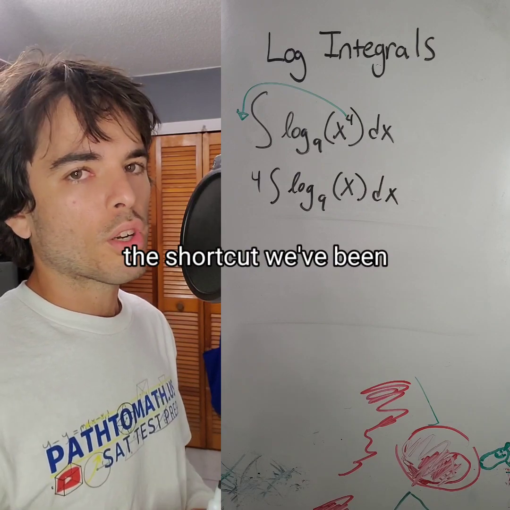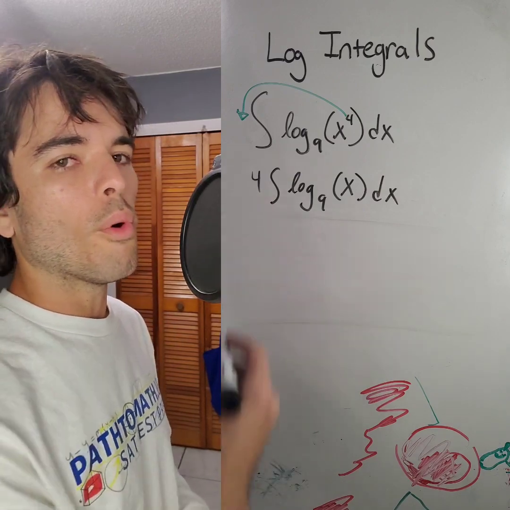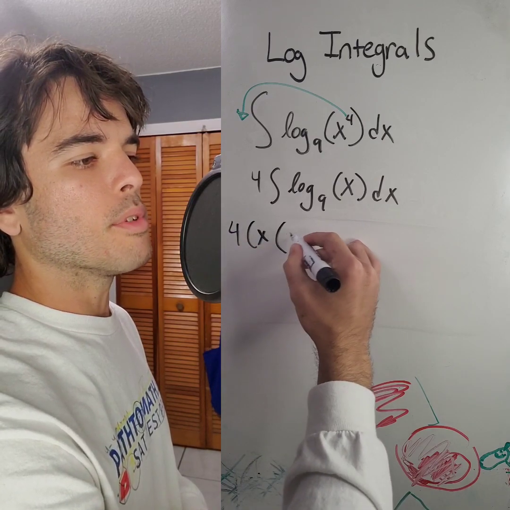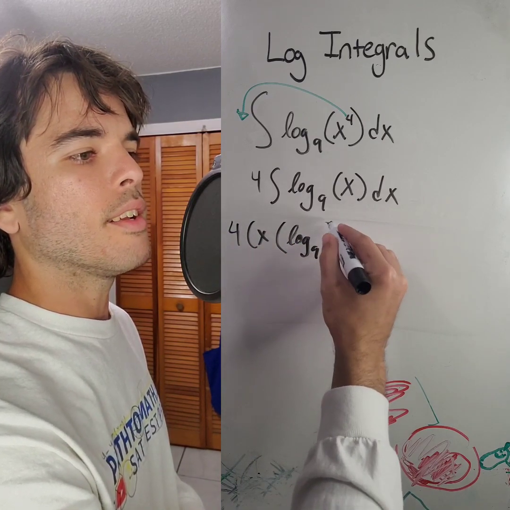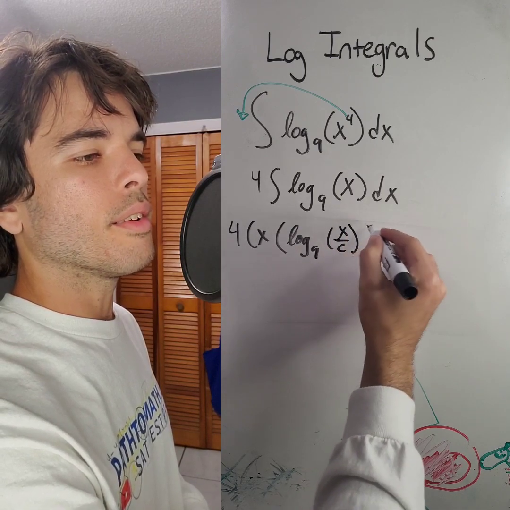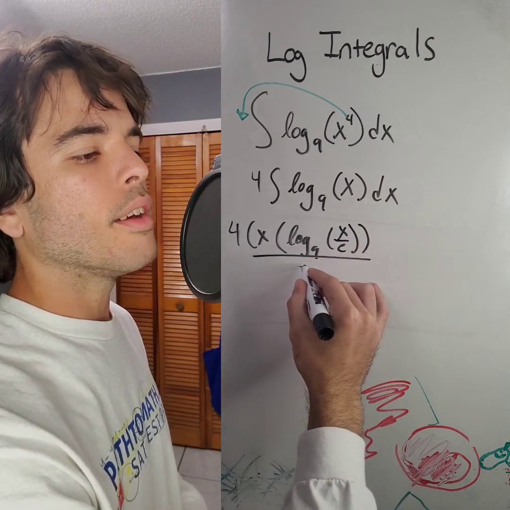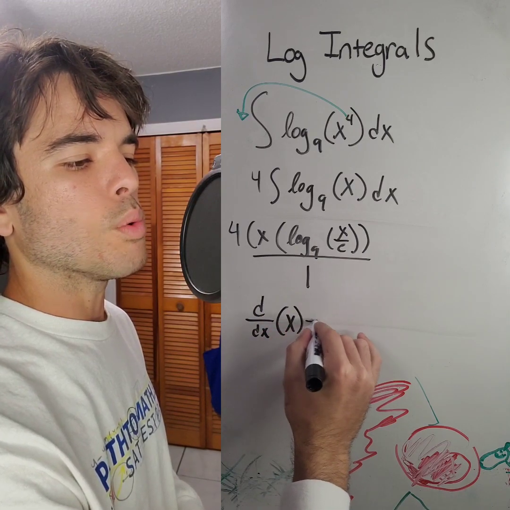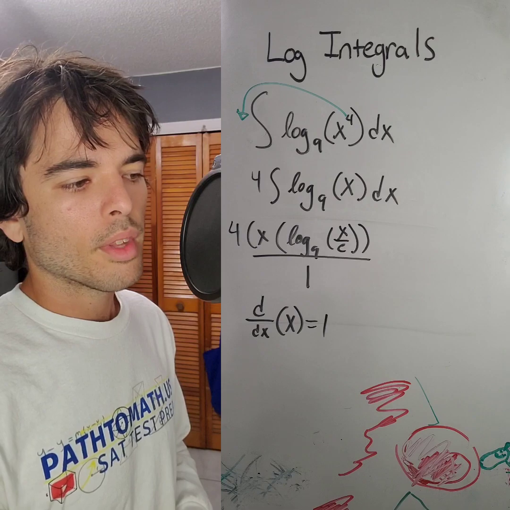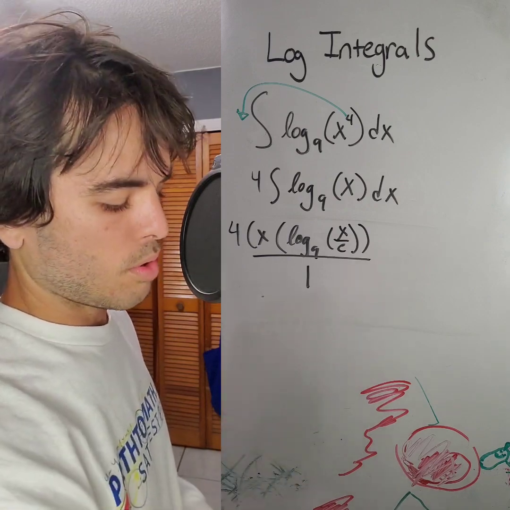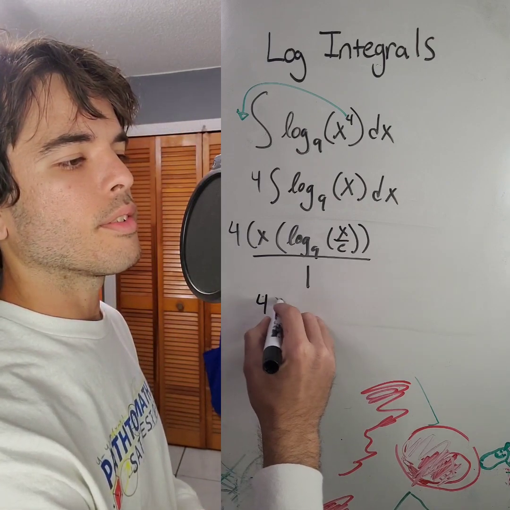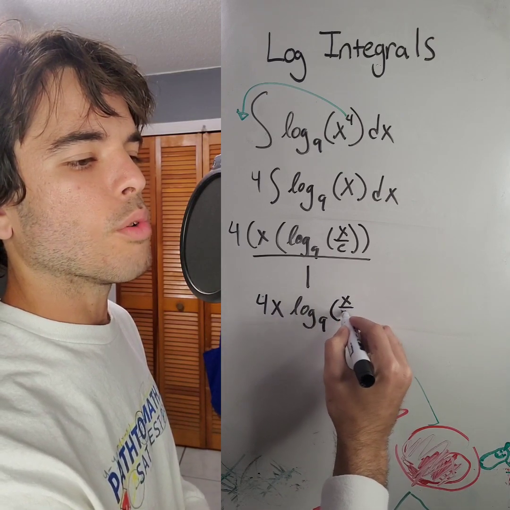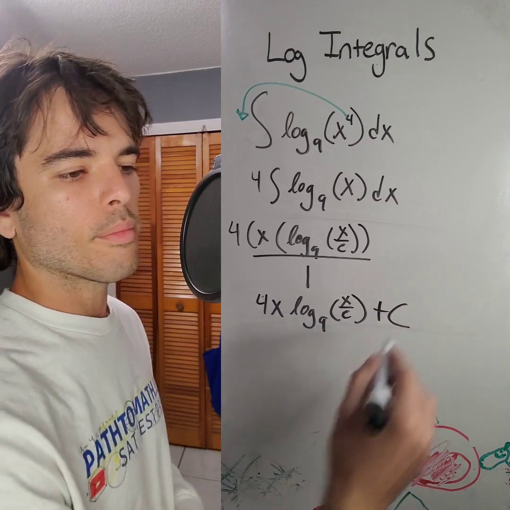And now we can use that shortcut that we've been practicing in this video. We just have a 4 out in front. So we have 4 times x times log base 9 of x over e, all divided by 1, because in this case, the derivative of x equals 1. So we get 4x log base 9 of x over e, plus c.